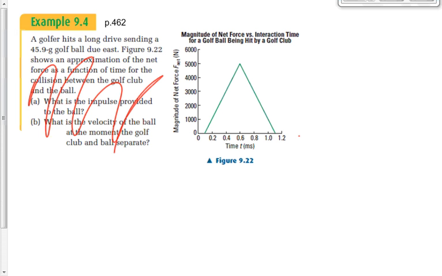As soon as you see this question, before you even really read anything, you should think 3 words. What are those 3 words? Tony, what are they? Area equals impulse. Good. We see a graph. It's force versus time. Okay, area equals impulse.